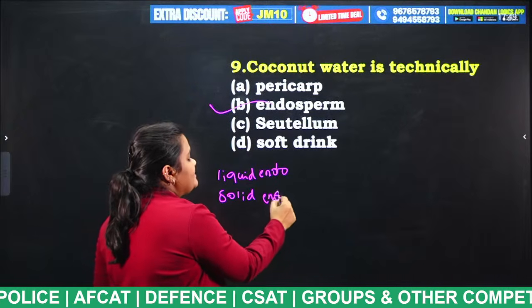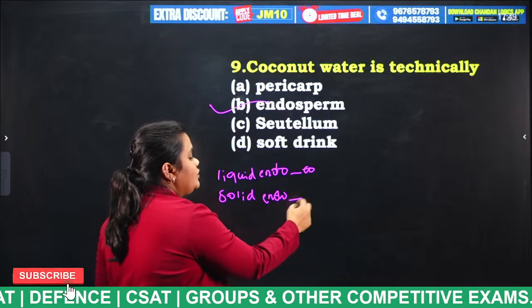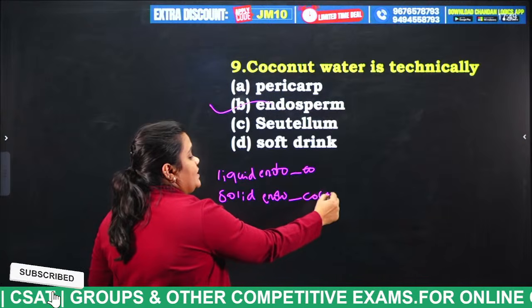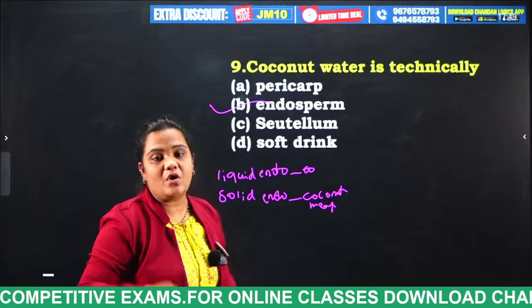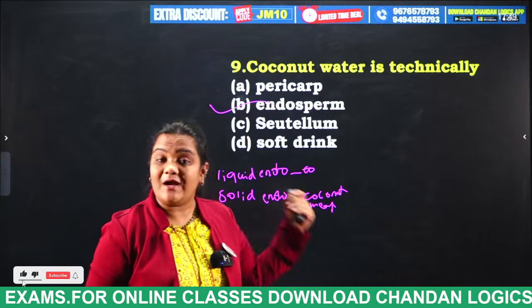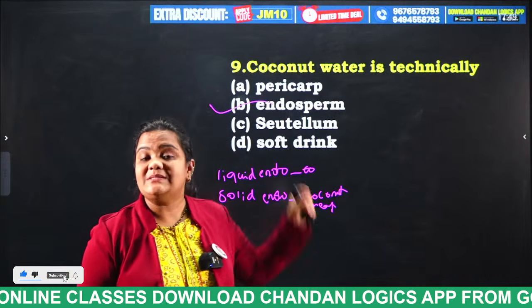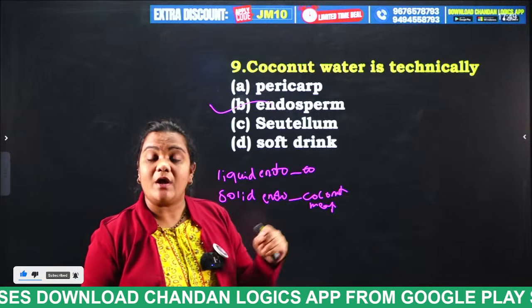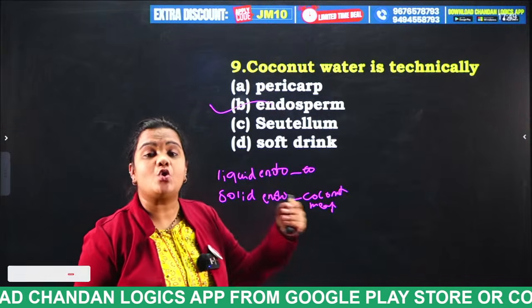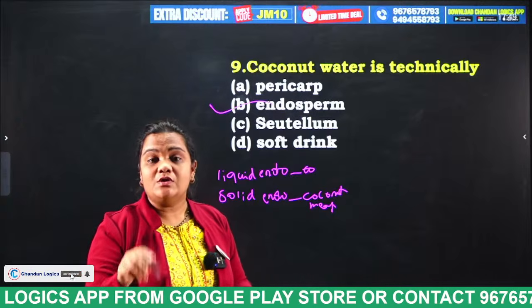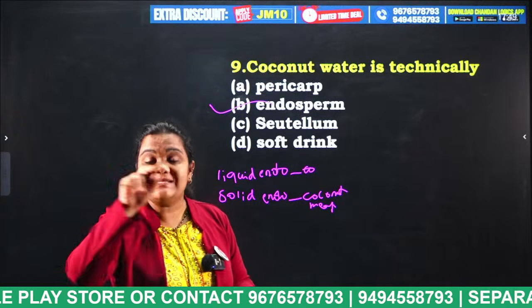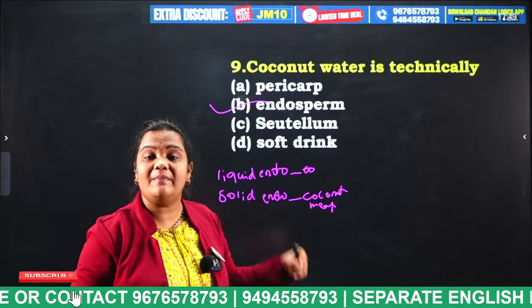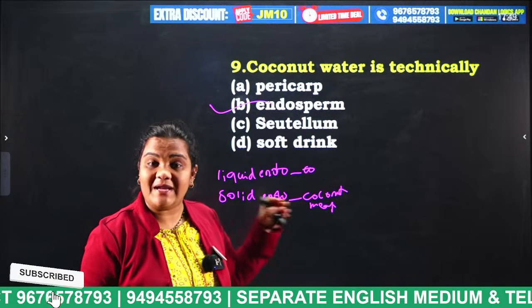Liquid endosperm is nothing but coconut water, and solid endosperm is nothing but coconut meat. The coconut meat is white in color, so that is known as coconut meat. Due to the deposition of the liquid endosperm inside the coconut, this coconut meat will be formed. Remember, very, very important.